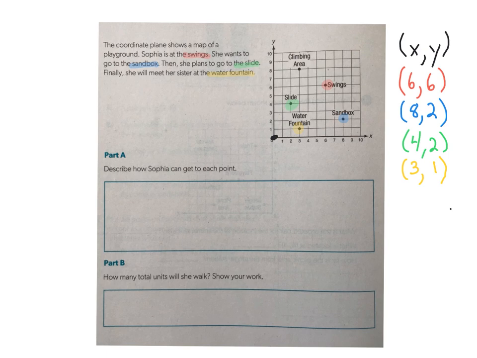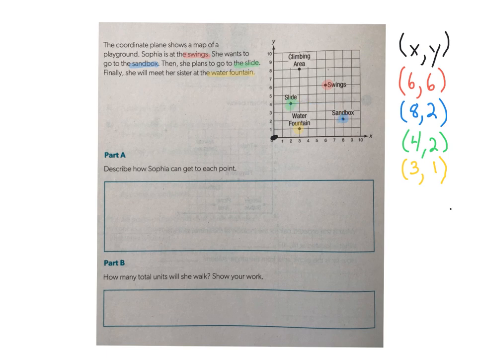The next place Sophia needs to go is from the sandbox to the slide. So once again, I'm going to start at the sandbox. I can either go left first or up first because the slide is left and up of the sandbox. So you can choose either way. I'm going to go ahead and go up 1, 2, and left 1, 2, 3, 4, 5, 6. So please pause it and write that down in the box below part A.